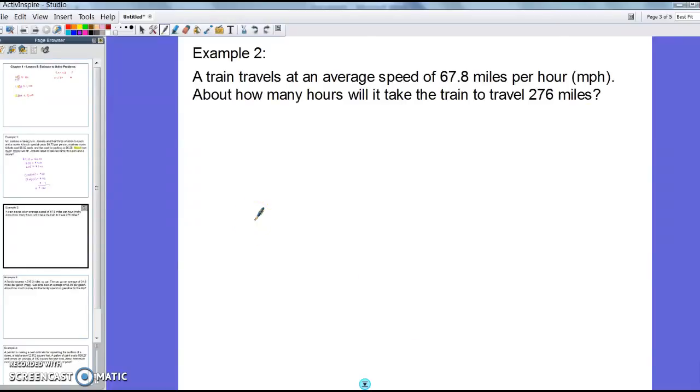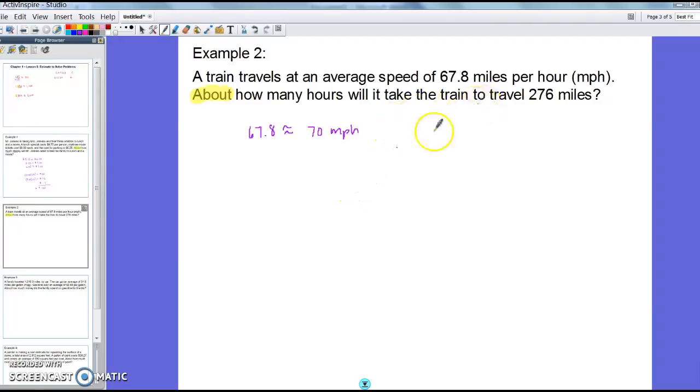Let's look at problem number 2. A train travels at an average speed of 67.8 miles per hour, mph. About how many hours will it take the train to travel 276 miles? And there's that word "about" again, and that tells us that we're going to be using estimation. So once again, we're going to round the numbers first, then we'll use an equation to identify our numbers and perform our calculations. Let's start with 67.8, and that's going to round up to about 70 miles per hour.